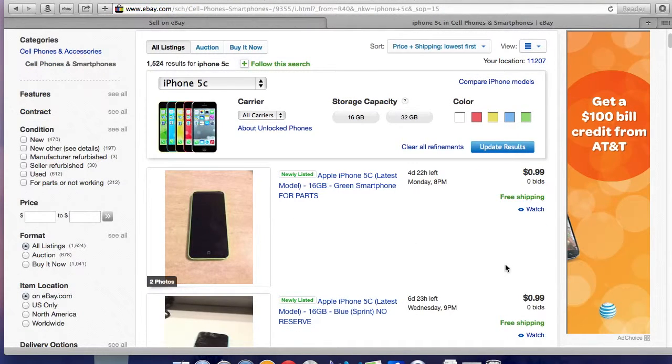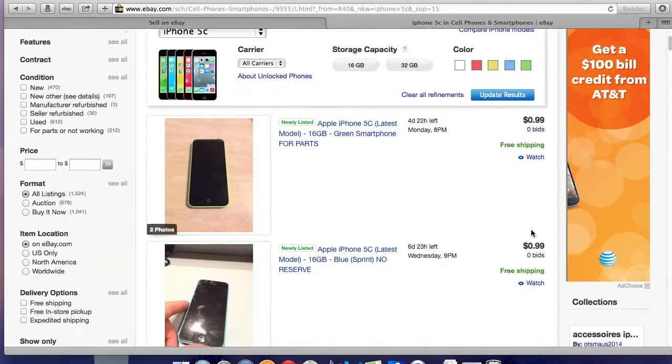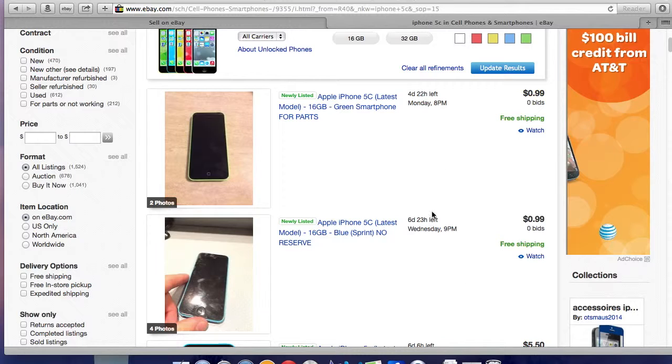Right. People usually start at 99 cents because people like prices that are near zero.